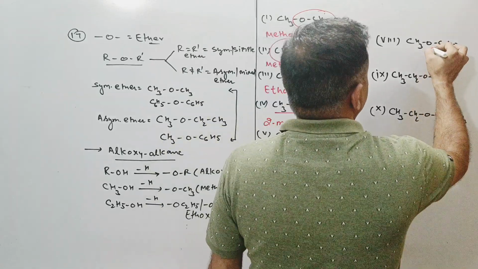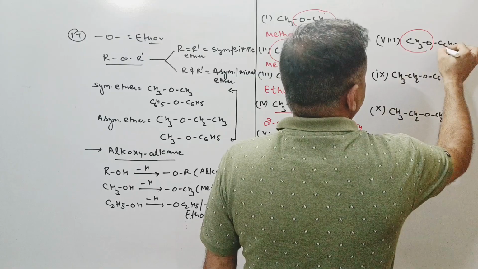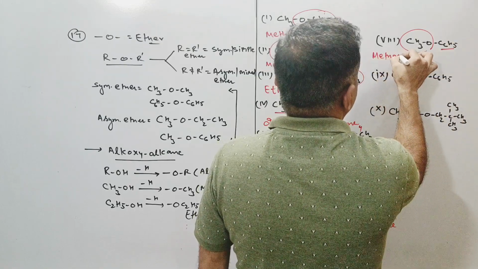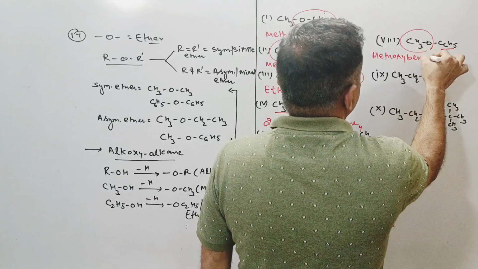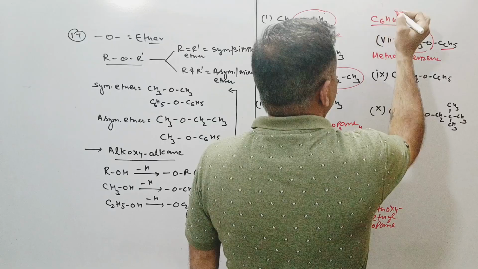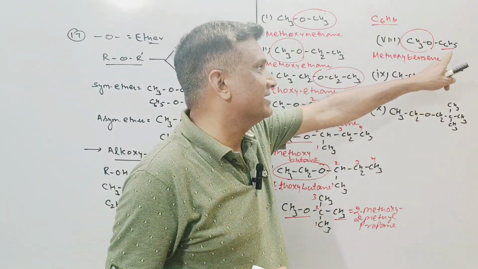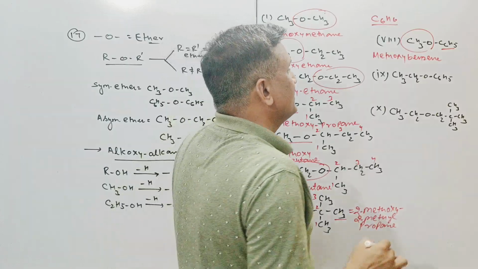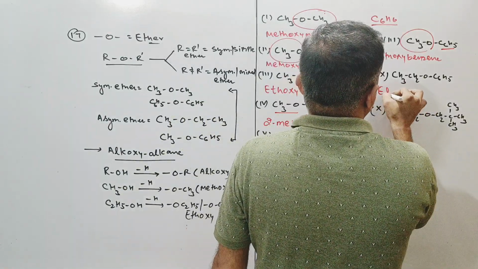Now for this, this is the methoxy and this is the benzene. So this will be methoxybenzene, because the formula of benzene is C6H6. From it you removed one hydrogen, then it will be C6H5. So it is a derivative of benzene. It is called ethoxybenzene.